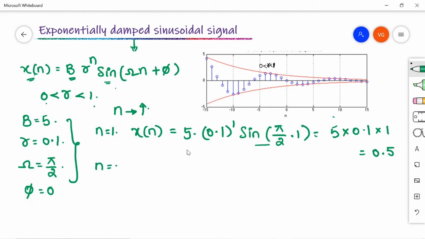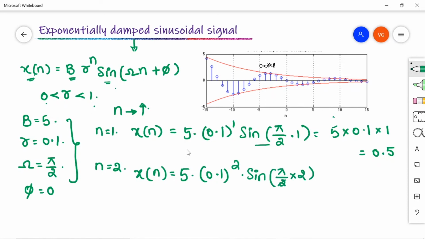Now take n is equal to 2. Now the time has increased to the second value, right? So x of n is equal to 5 into 0.1 whole square into sine of pi by 2 into 2. So this is sine pi, so sine 180 degrees, that is 0. So 5 multiplied by 0.1 whole square means 0.01, into 0. So the value is 0, right?